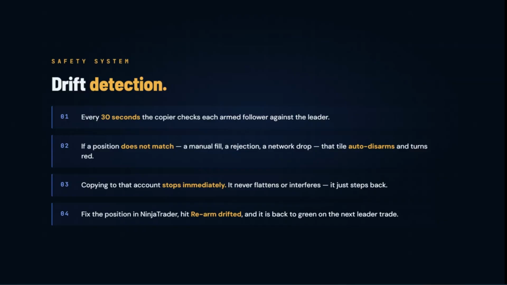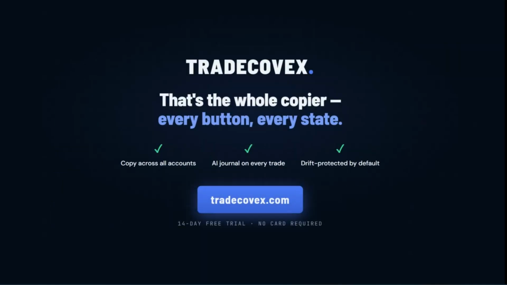This is the most important safety feature in the copier. It is the reason a Tradecovex follower account cannot run away into a position the leader never took. That is the full copier interface. Every button, every behavior, every state.